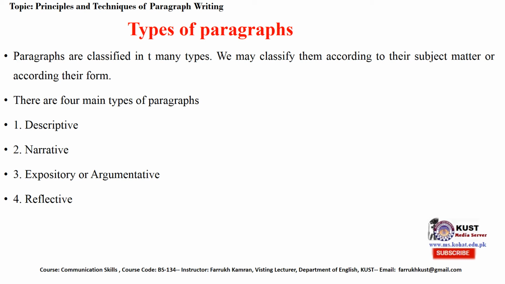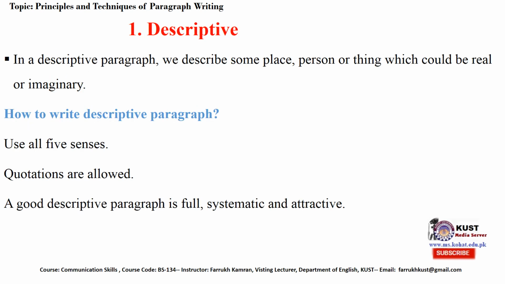There are four different types of paragraphs: descriptive, narrative, expository, argumentative, and reflective. Now I will discuss all these types one by one. The first type of paragraph is descriptive paragraph. In a descriptive paragraph, we describe some place, person, or thing which could be real or imaginary. Typical examples of such paragraphs are a character sketch of people, description of an event, festival, or program.